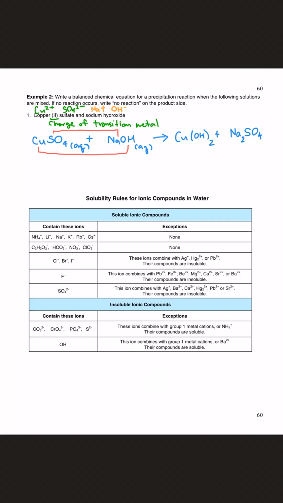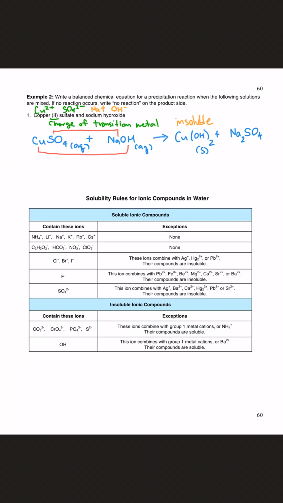Next, use the solubility rules for compounds in water to determine the physical state of the products. For copper hydroxide, hydroxides are generally insoluble ionic compounds, and copper is not one of the exceptions. Therefore, in this case, copper hydroxide is insoluble. So the physical state of the insoluble ionic compound would be solid.